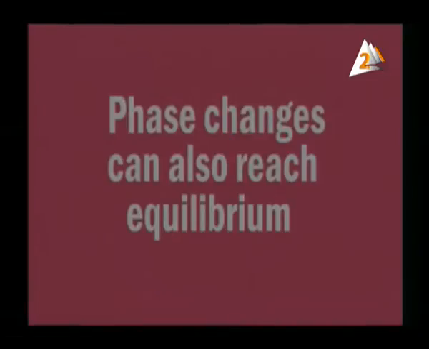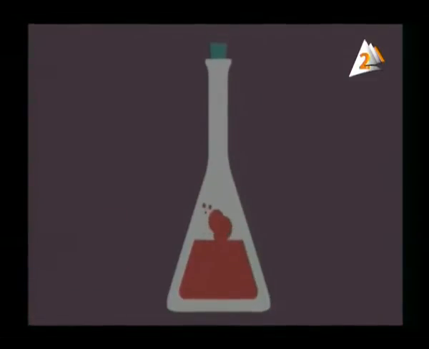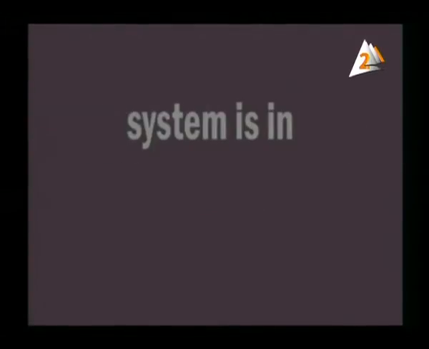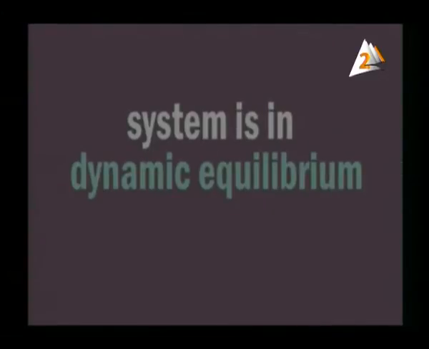Now, for the experiment in this case, a phase change can also reach equilibrium. Now, what happens during this process? Here we have liquid bromine. Bromine is one element, with no observable change in this closed system. So the system is in dynamic equilibrium between the bromine in the gaseous state and the bromine in the liquid state.